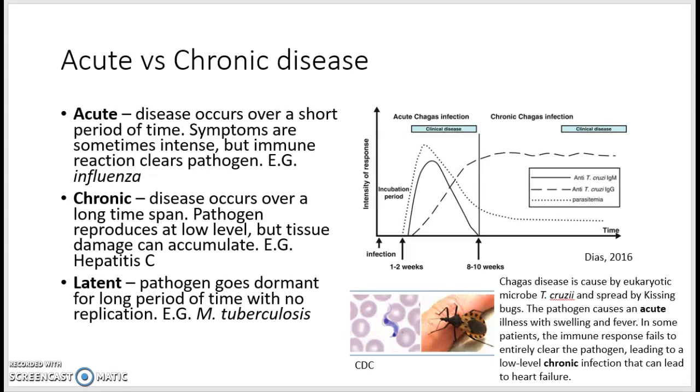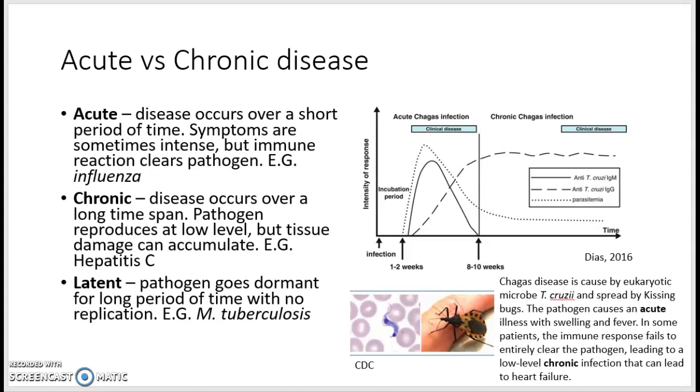Different diseases proceed in different ways, and this is particularly true of acute versus chronic diseases. As you'll recall, acute diseases are diseases that occur over a short period of time. Symptoms are sometimes intense, but the immune system eventually clears the pathogen. Influenza is an example of a disease that usually occurs in acute periods. A chronic disease is a disease that occurs over a long time span. The pathogen reproduces typically at a low level, but tissue damage can accumulate, for example, in hepatitis C. A latent infection is when a pathogen goes dormant for a long period of time with no replication. This happens in tuberculosis, caused by the bacteria Mycobacterium tuberculosis, going dormant, ceasing to reproduce within lung alveoli tissue.